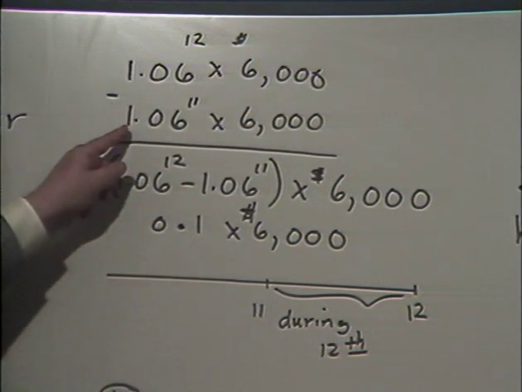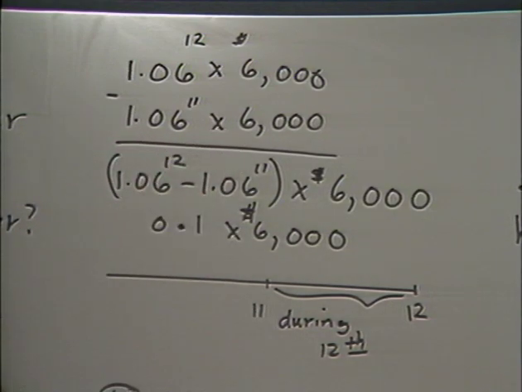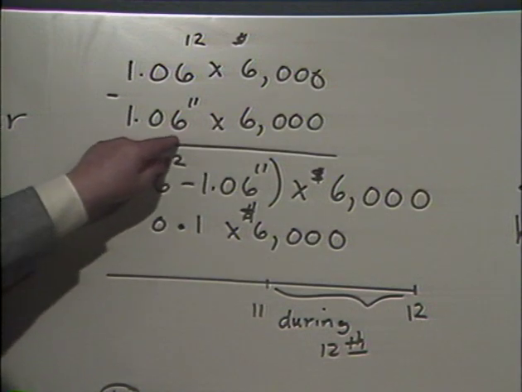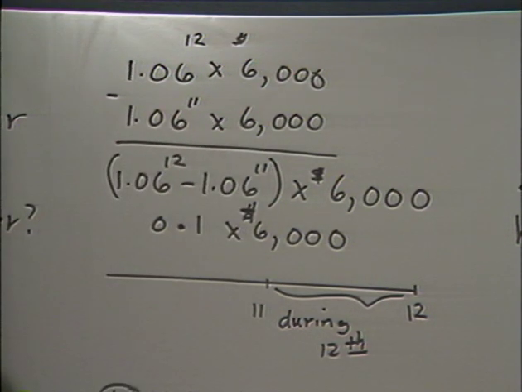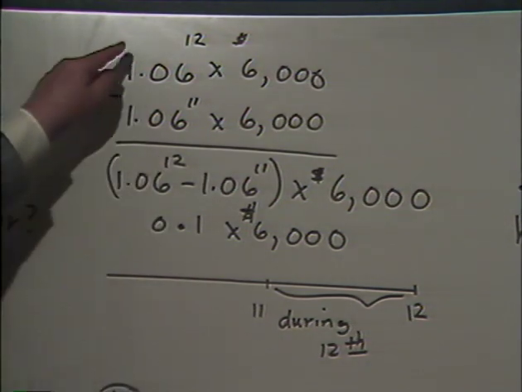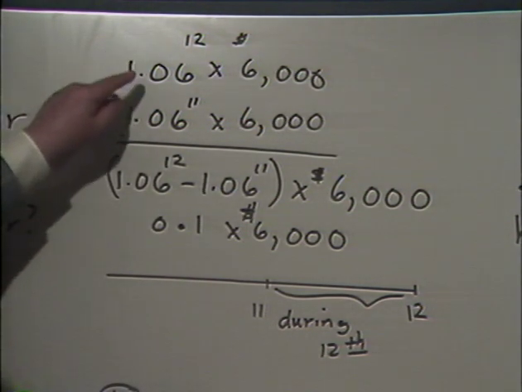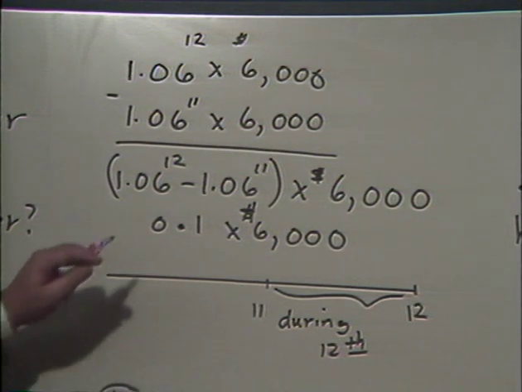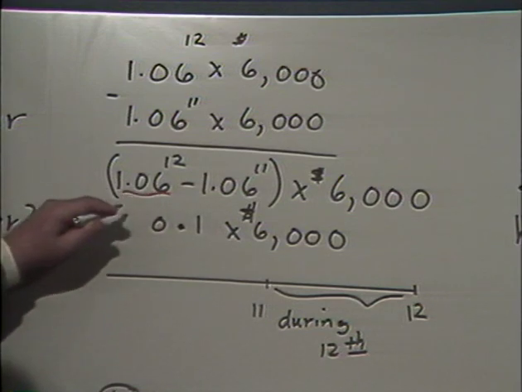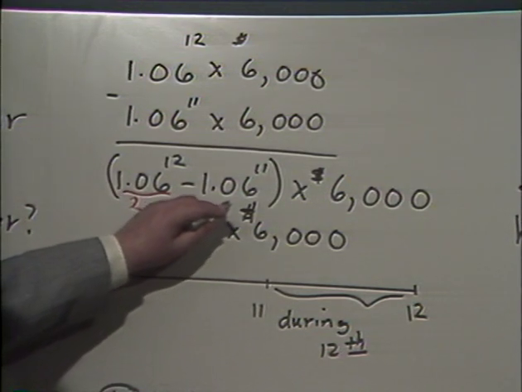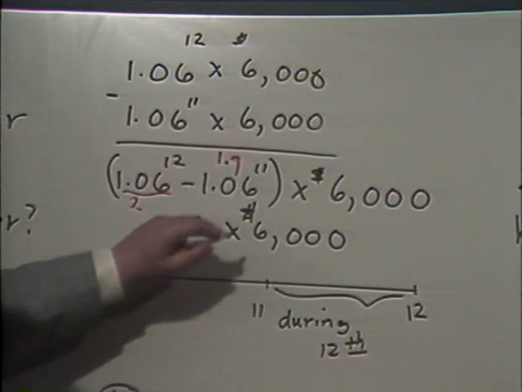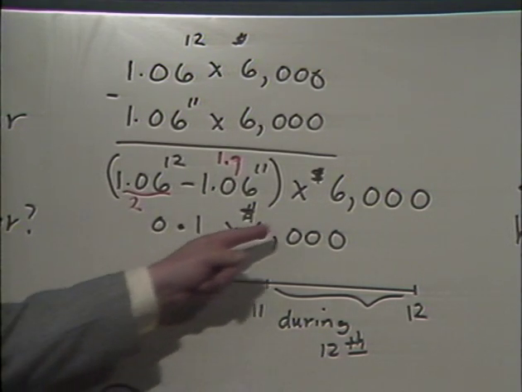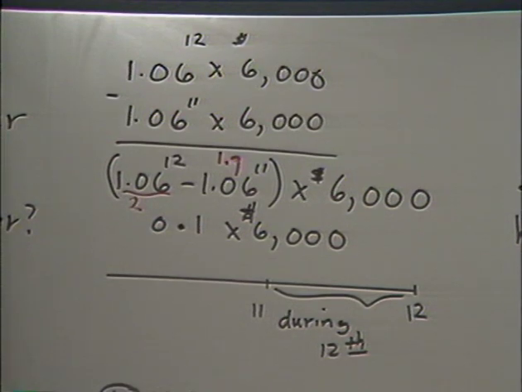And by the way, the distributive property is a very nice way of subtracting here. Do you notice that the 1.06 to the 12th and the 1.06 to the 11th are both modifying 6,000? So I can subtract the regular way. I subtract this from this, and the noun is still 6,000. In problem number 8, I told you this was 2. In problem number 9, I told you this was 1.9. So this minus this is 0.1, which is the same as 10%, times 6,000, and that's going to be 600.